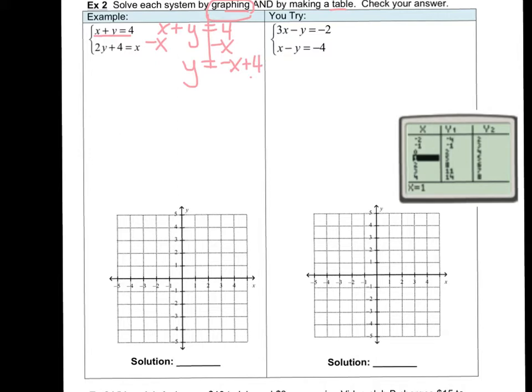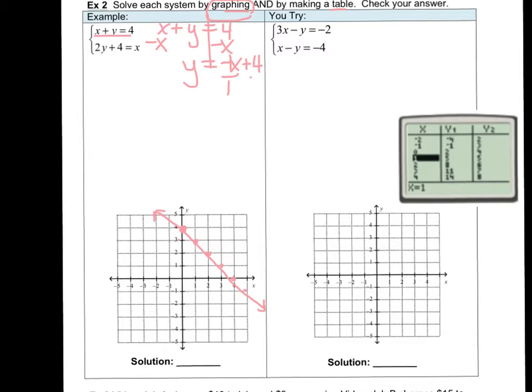I'm going to start up 4 on the y. My slope is negative 1 over 1, so I'm going to go down 1 and forward 1. And I'm going to make a lot of dots across the graph because the more dots I have, the straighter my line will be, because that's kind of crooked.